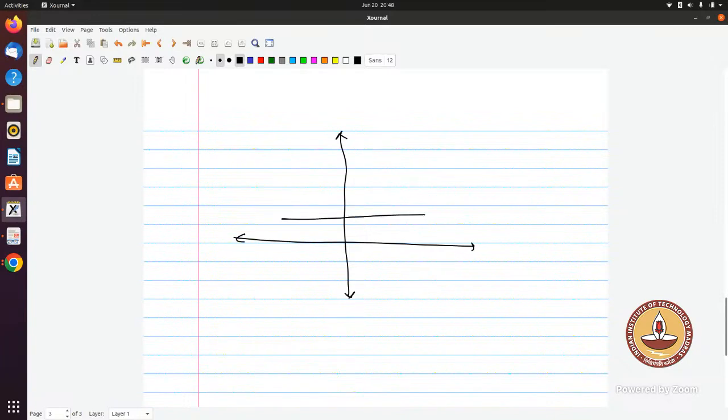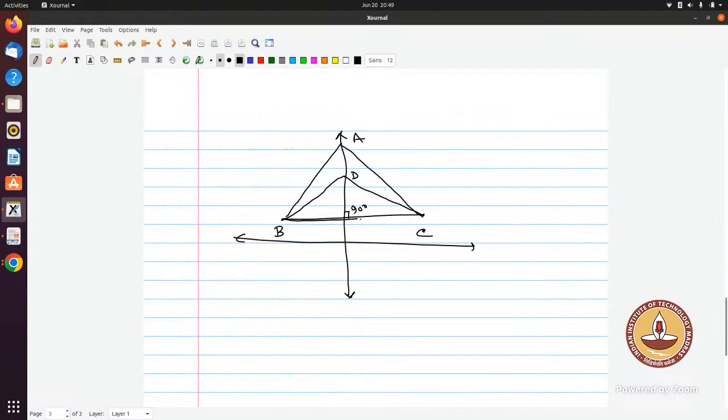So BC is the base. More or less this type of diagram is there, correct? This is BC, this is A, and here it is D. Correct? These are two triangles. Now this is perpendicular, this is 90 degrees because this is the x-axis and y-axis. So this is 90 degrees.